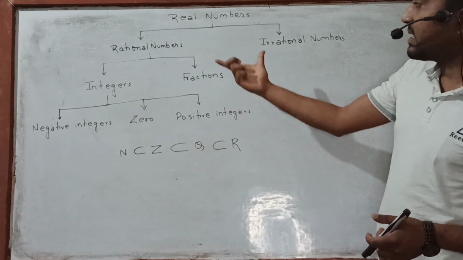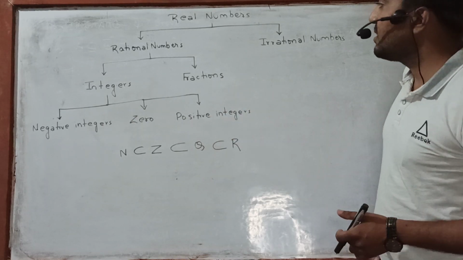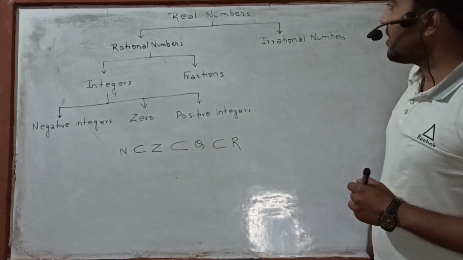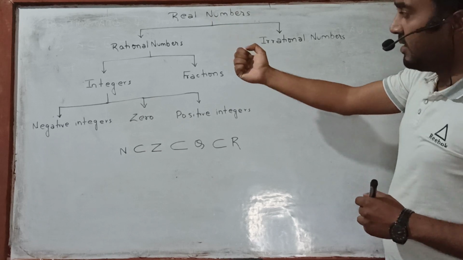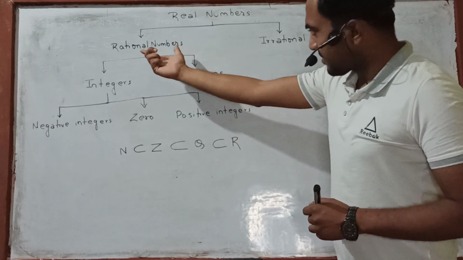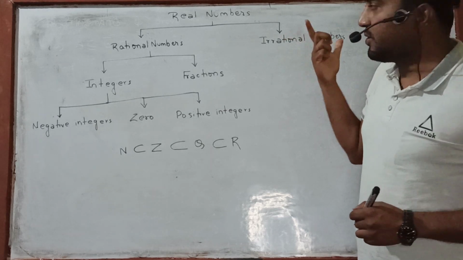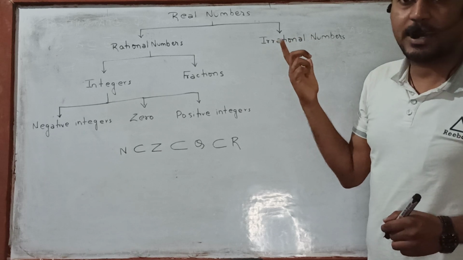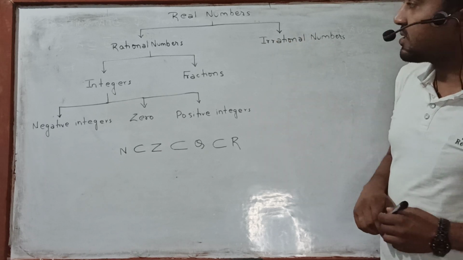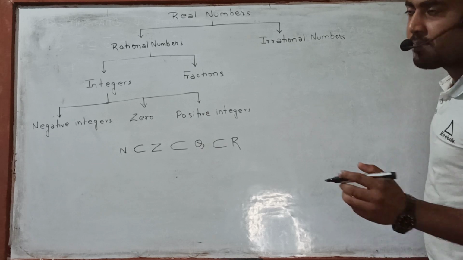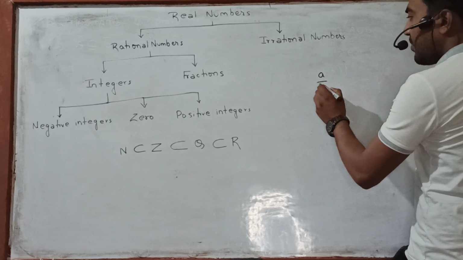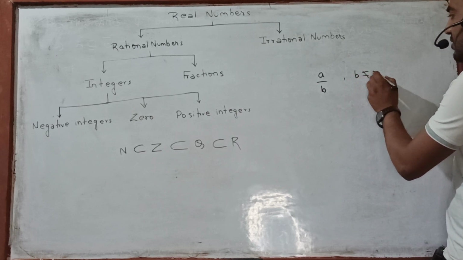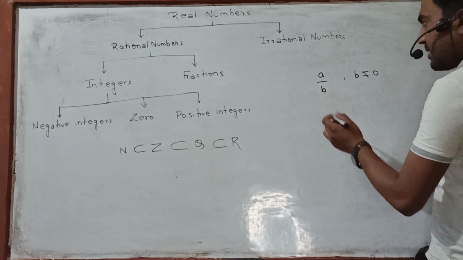So first of all, I have made one categorization of the real numbers. Real numbers are categorized into two subcategories, rational numbers and irrational numbers. Okay, so what is a rational number? You might have read it in your lower classes also. Rational numbers mean all those numbers that can be expressed in the form of a upon b, where b is not equal to 0. Whatever number you get, that is a rational number.